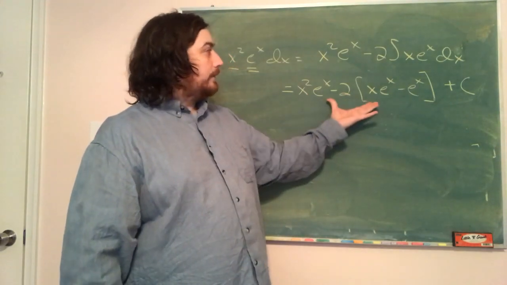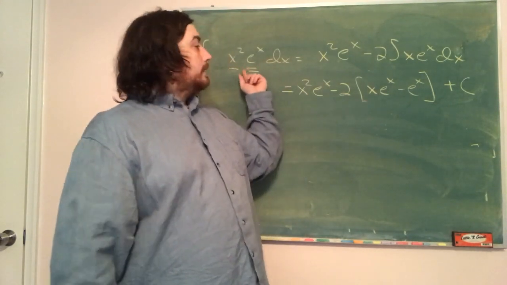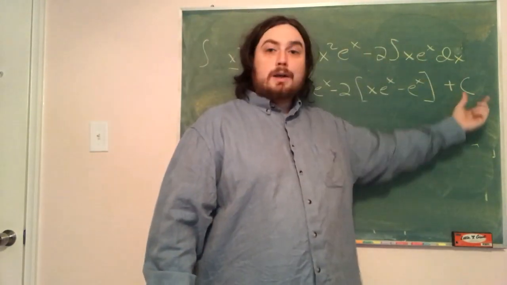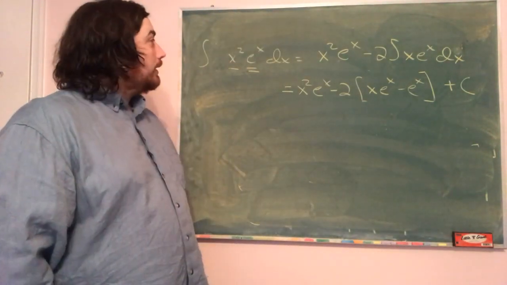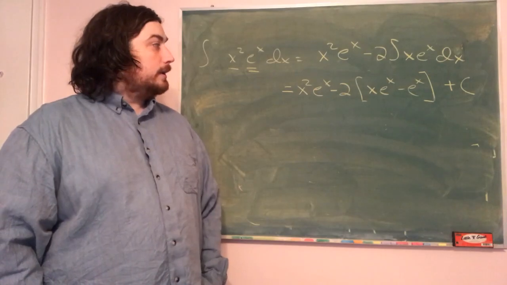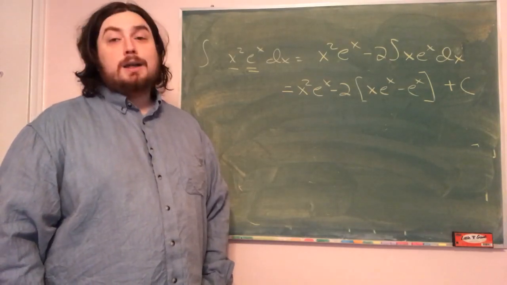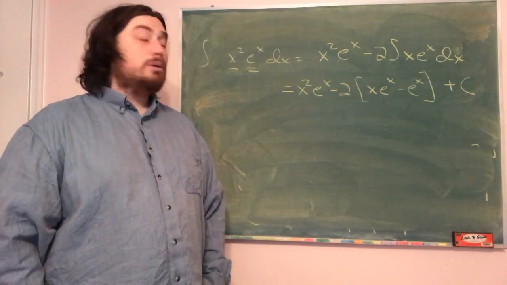So what I did is I found the integral, and then because I'm finding the antiderivative at the very end, I add in a plus c. So I get that the integral of x squared e to the x is x squared e to the x minus 2 times x e to the x minus e to the x plus c.